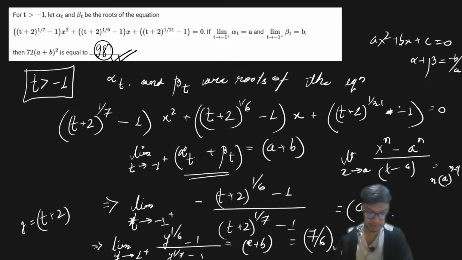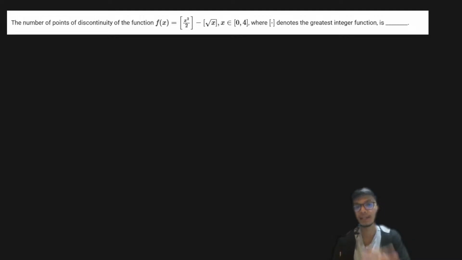That's great, amazing. So let's move to the next problem, right? And the next problem is really an interesting problem where you don't actually have to find the limit. You have to basically find the number of points where the function is discontinuous. So basically you need to count the points of discontinuity, right?